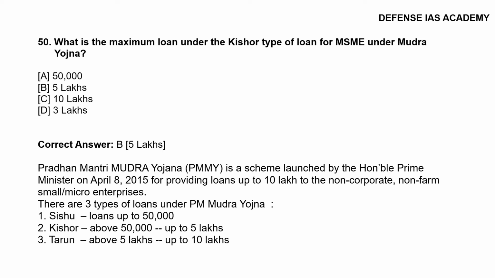There are three types of loan under the Pradhan Mantri Mudra Yojana. It can be classified as Shishu, Kishore and Tarun. In the Shishu type of loan, they grant loans up to rupees 50,000, and in the Kishore type of loan, the loan amount is above 50,000 and a maximum of 5 lakhs. And in the Tarun type of loan, the loan amount is above 5 lakhs and the maximum is up to 10 lakhs.